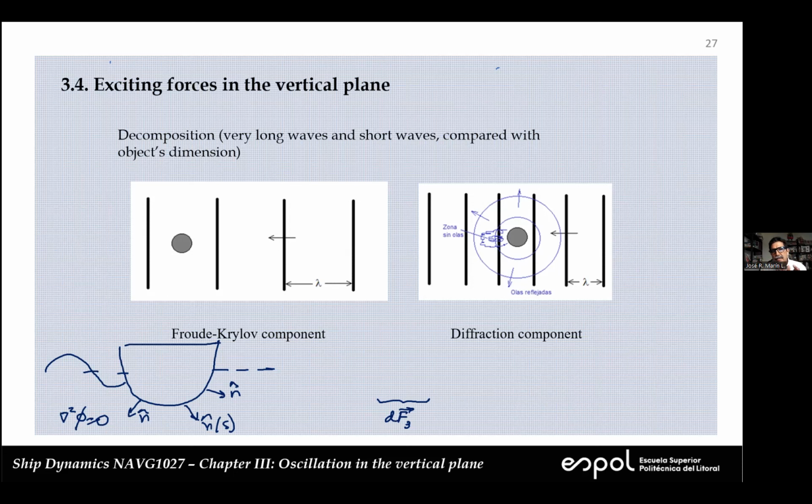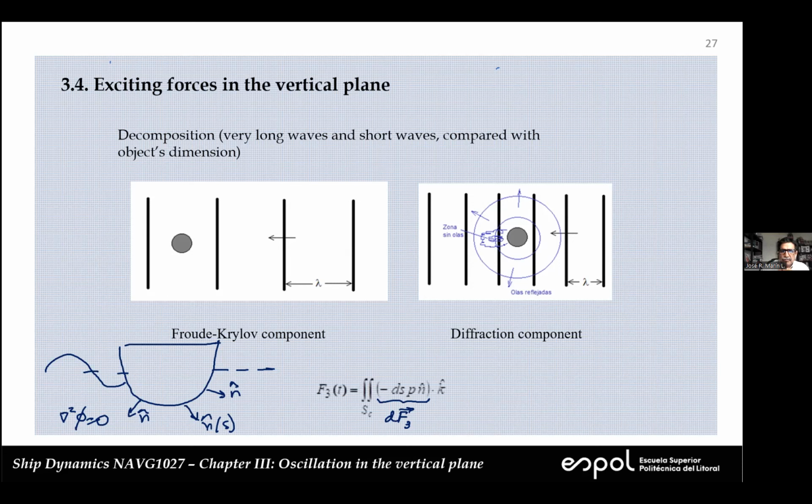In that case, because of the relationship between the wavelength and the dimension of the object, we can expect a lot of reflected waves, and also behind the object, there could be a not very noticeable area where basically there are no waves. And that's because the dimension of the object is important. So in this case, we call it the diffraction component. The interaction between the waves and the whole surface is extremely important, okay?